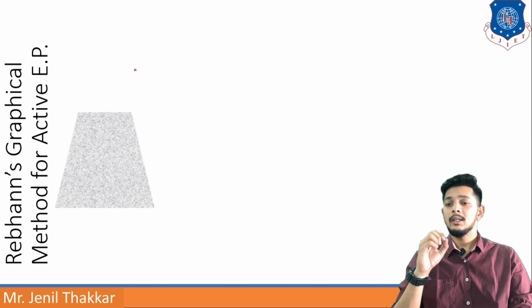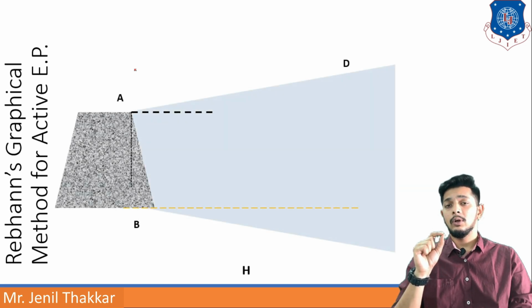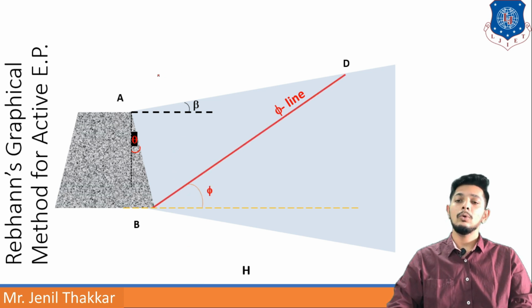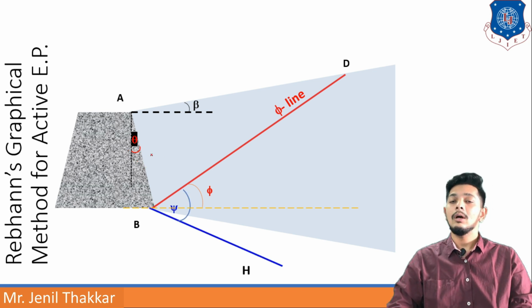Let us understand this. If this is my retaining wall, first of all, we have to draw two lines. First line AD, that is ground line with angle beta, and second one, that is line BD, that is phi line. So we have to draw ground line as well as phi line as AD and BD. Now this retaining wall is having some inclined angle theta here. Now we have to draw a psi line which is having angle psi with line BD. So that line will be named as BH.